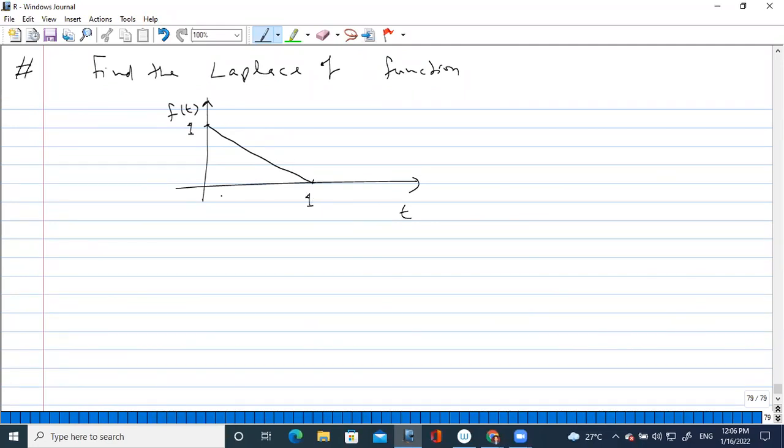Now tell me, where is the function? So this is your function, f(t), and f(t) will be how much here? Now please tell me. 1 minus t. 1 minus t. Very good. So this is the function here. Now does everybody know how to find out this function, or should I tell?